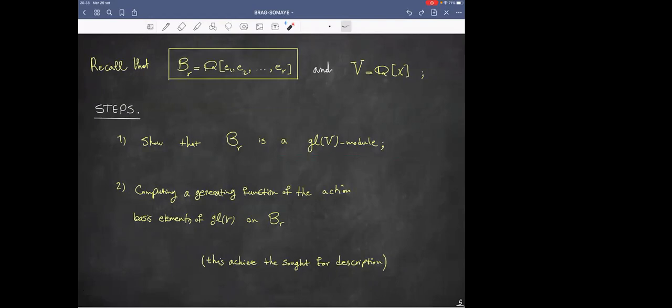Okay, now I'm considering the finite type of this. I consider B_R to be the polynomial ring in finitely many indeterminates e_1 up to e_r with rational coefficients, and I consider the vector space Q[x]. And now I want to convince you first that B_R is a GL(V) module, and then I want to compute a generating function of the action of basis elements of GL(V) on B_R. This will give us the description we are looking for, in fact.